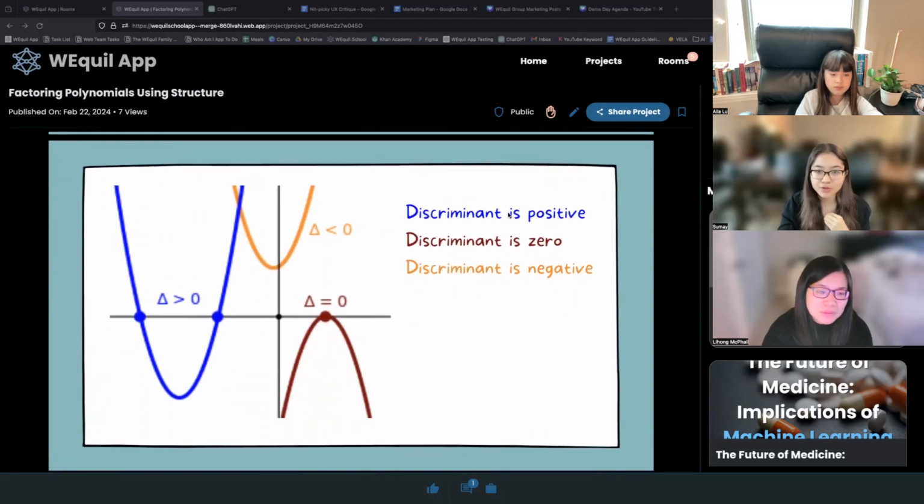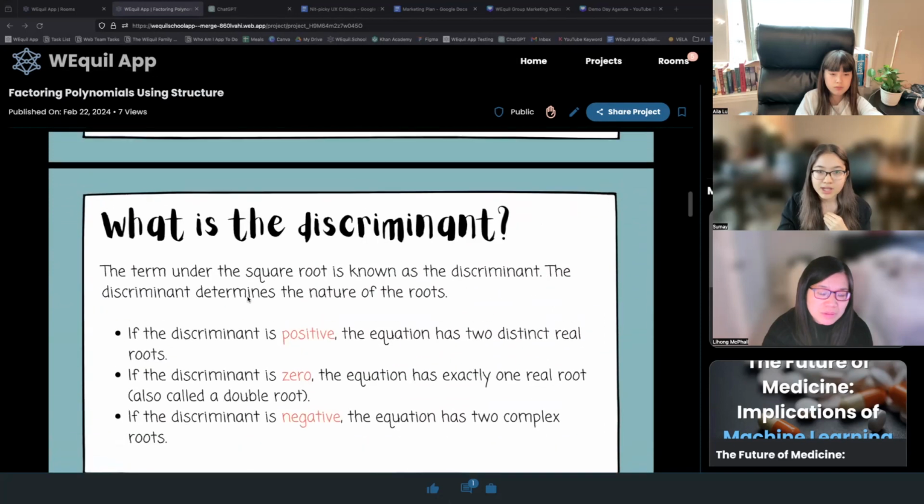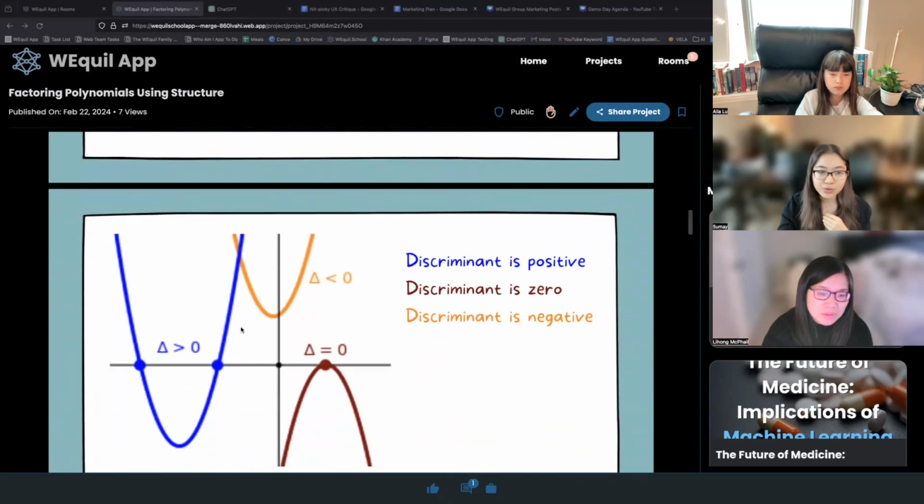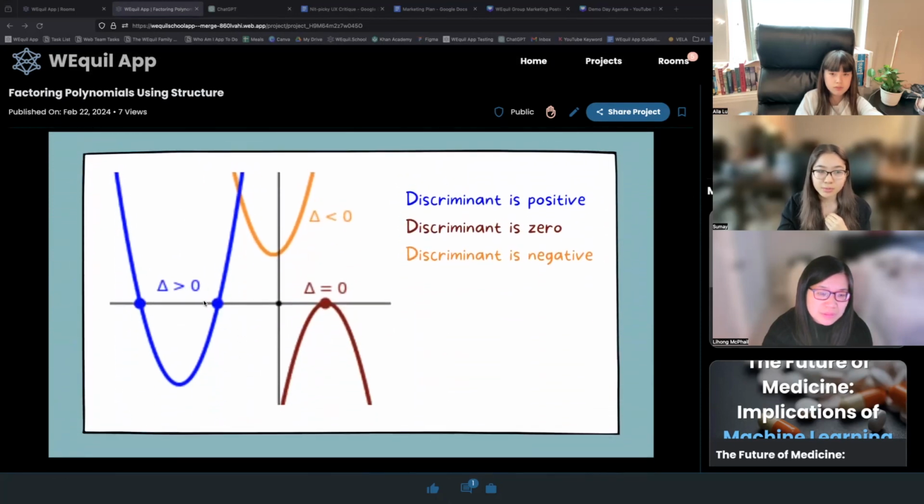So for example, if the discriminant is positive, it has 2 distinct real roots, which you see in this blue polynomial, the blue line. It basically means that we have 2 of these roots that are on the line, right? If the discriminant is 0, it means there's only 1 root, a double root, which means there's only 1 root on the line. You see that? And then if the discriminant is negative, it means we don't have any roots equal to 0.